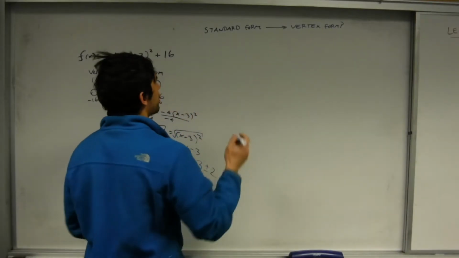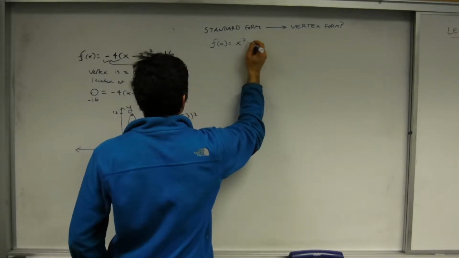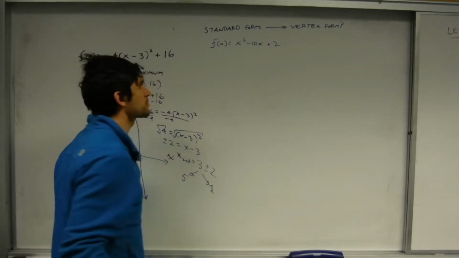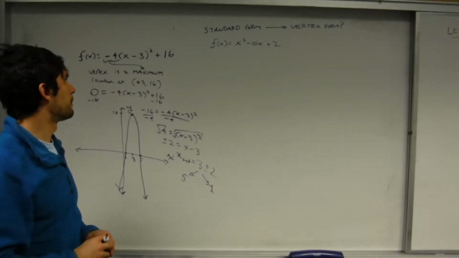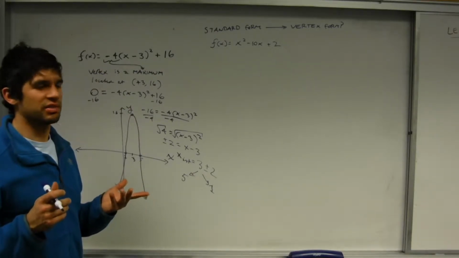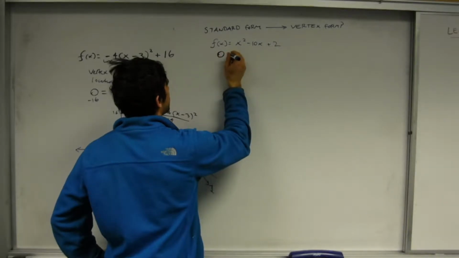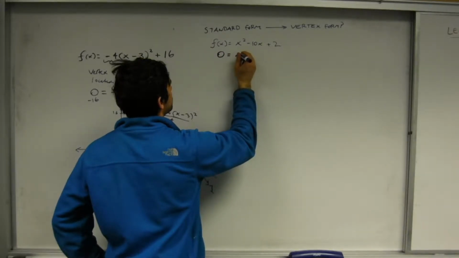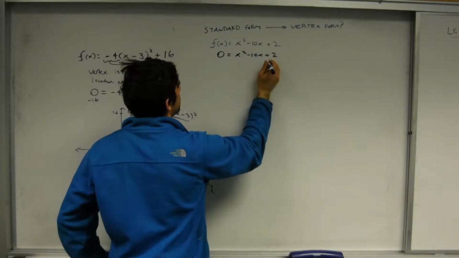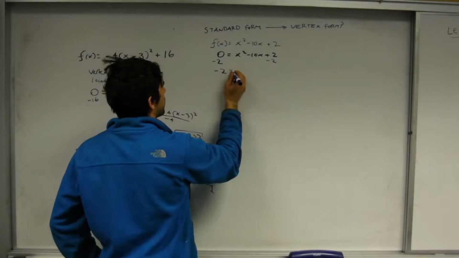So suppose we're given f of x is equal to x squared minus 10x plus 2. We go from standard form to vertex form by completing the square. Our first step is I would set this equal to 0. We get 0 is equal to x squared minus 10x plus 2. And I'd subtract 2 from each side, just like we were completing the square.